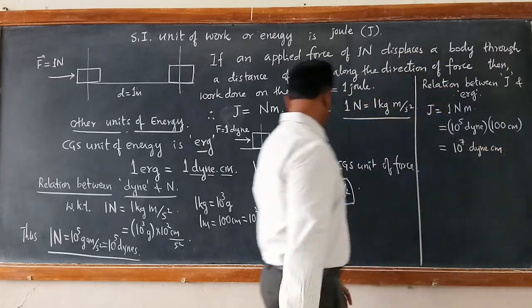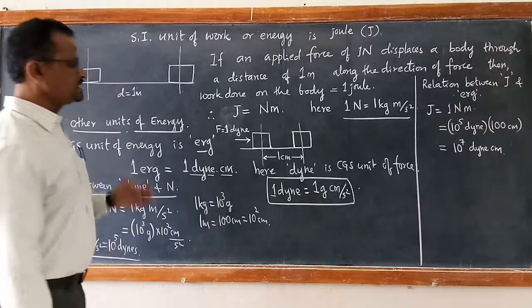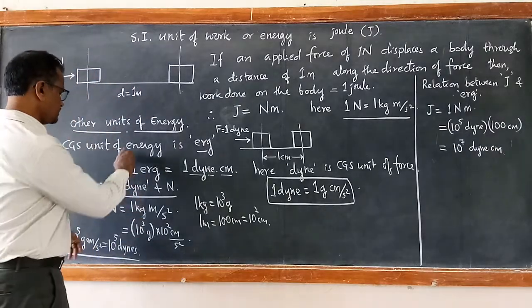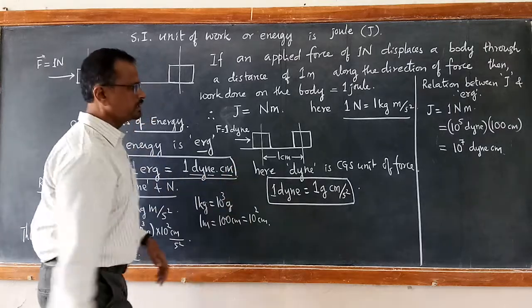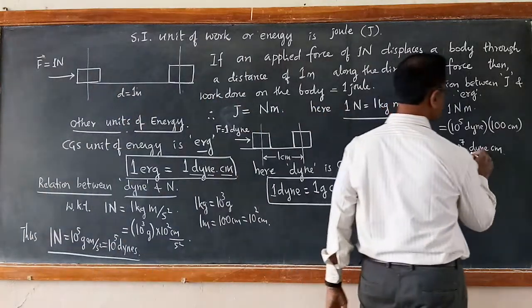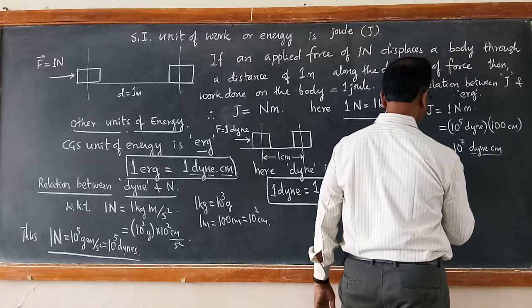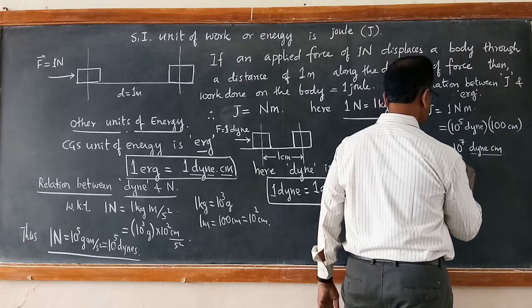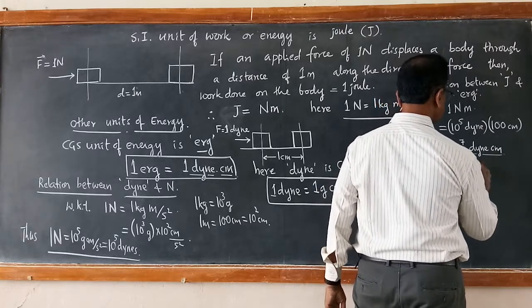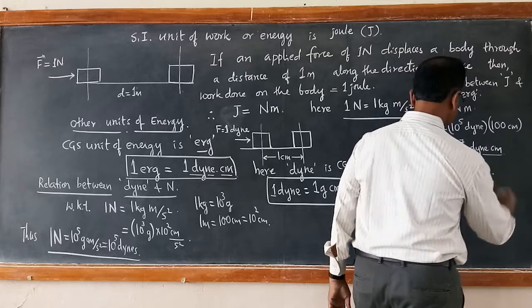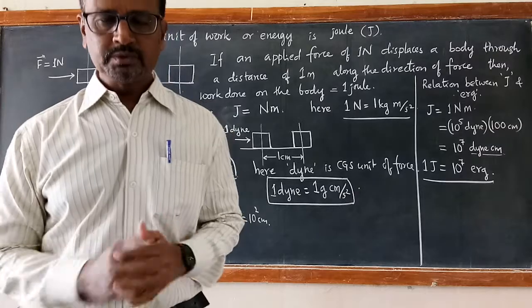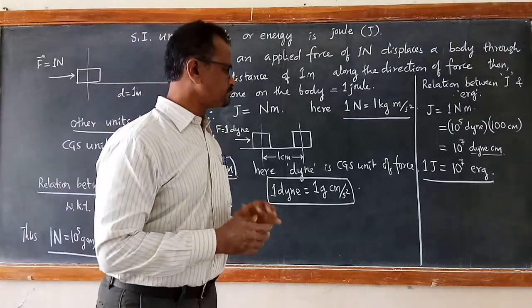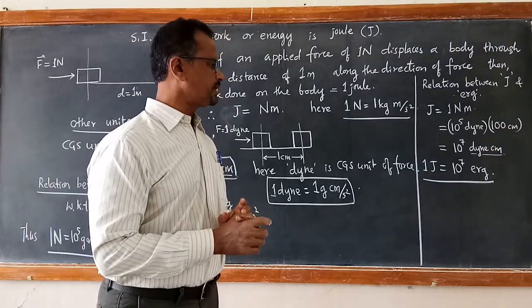What is 1 dyne centimeter? 1 dyne centimeter is equal to 1 erg. Therefore, 10 raised to 7 dyne centimeter implies 1 joule is equal to 10 raised to 7 erg. Remember this. So, this is how you should remember the units of energy.